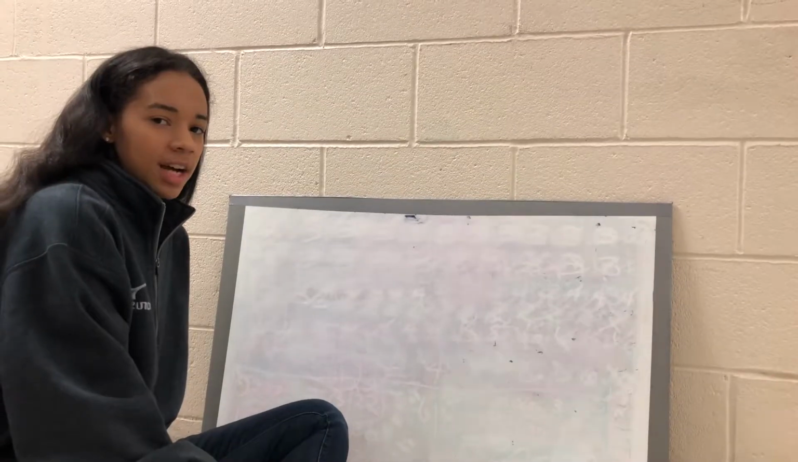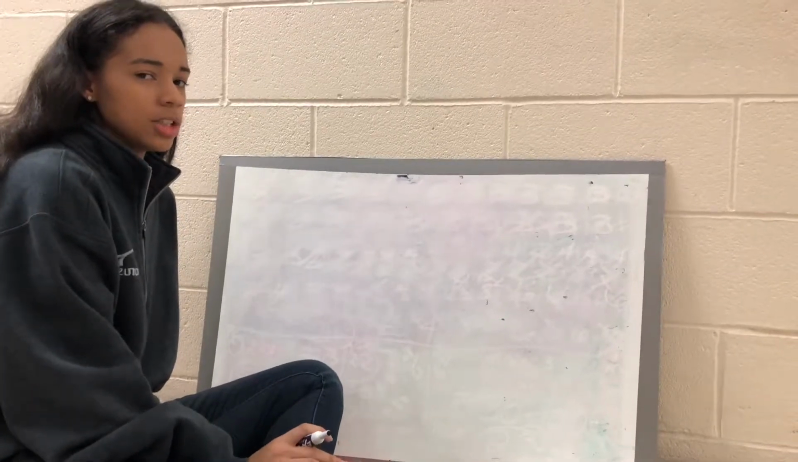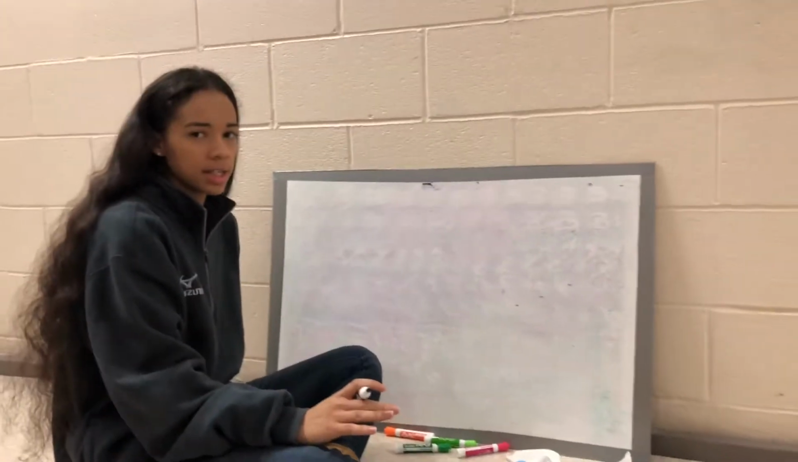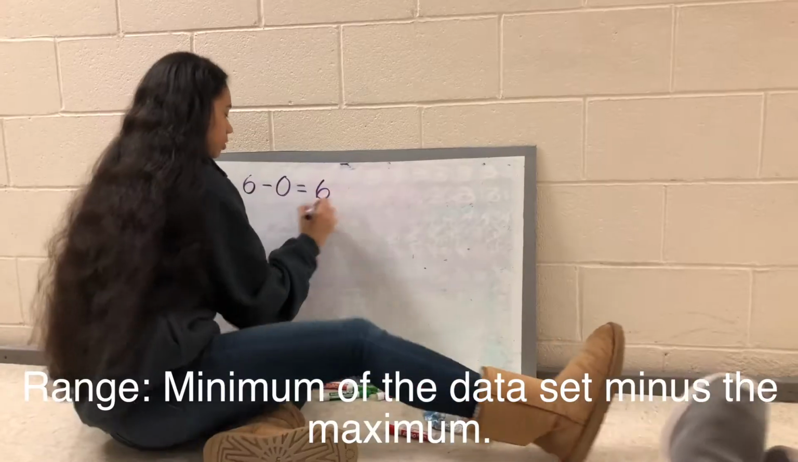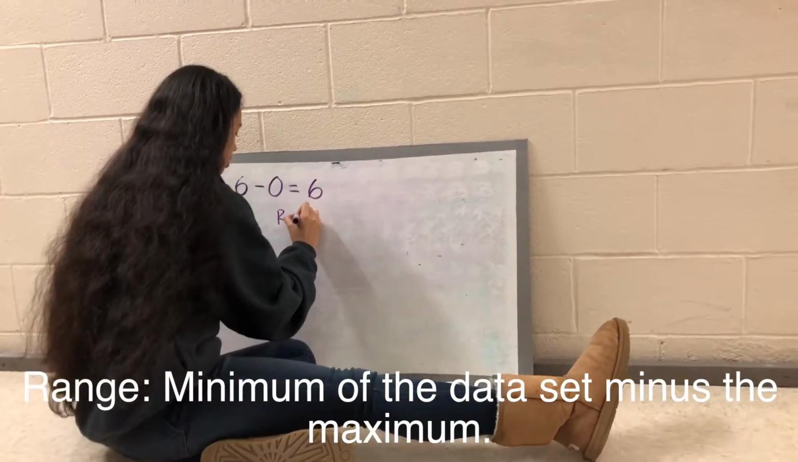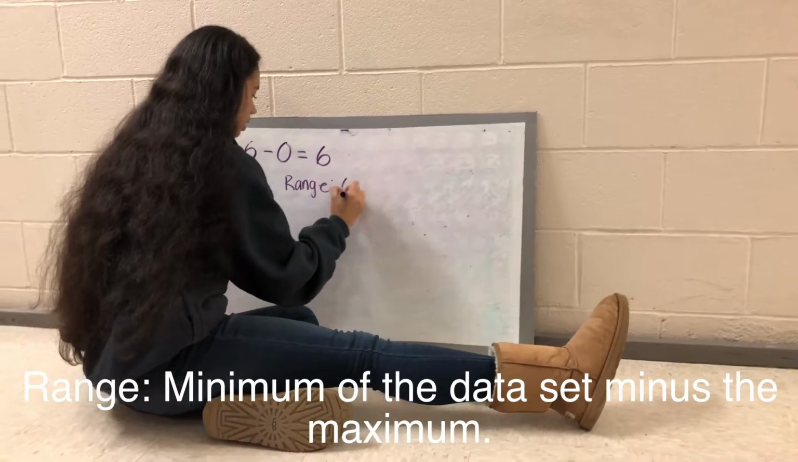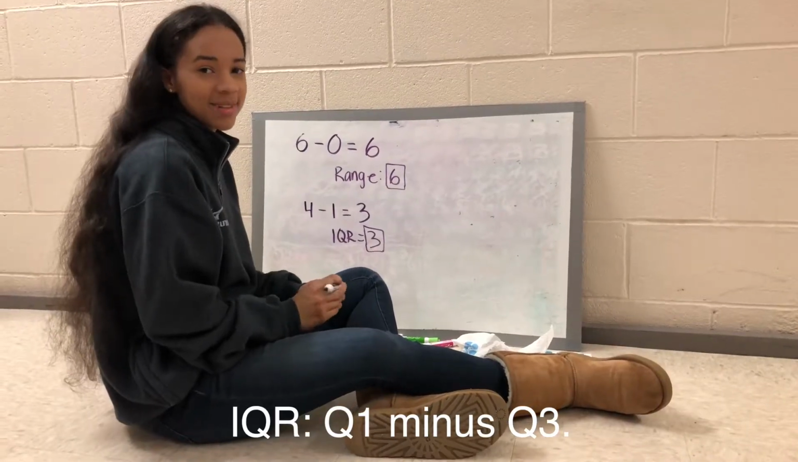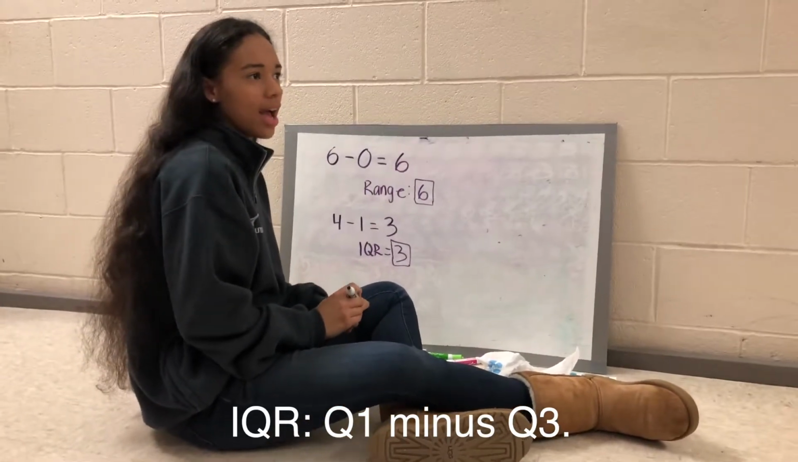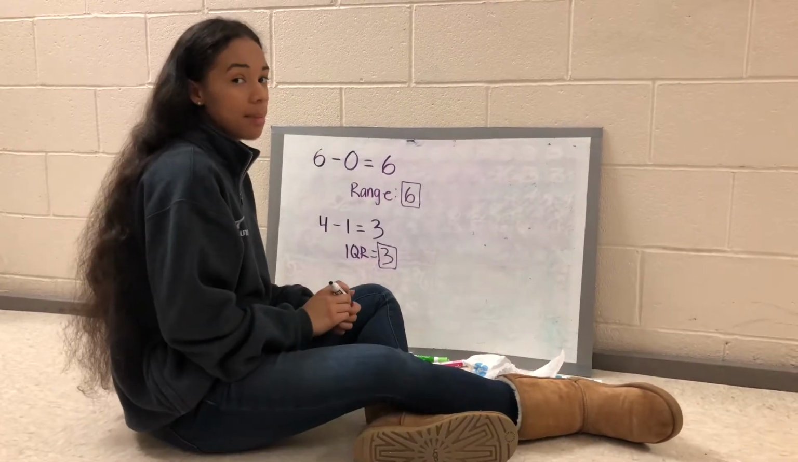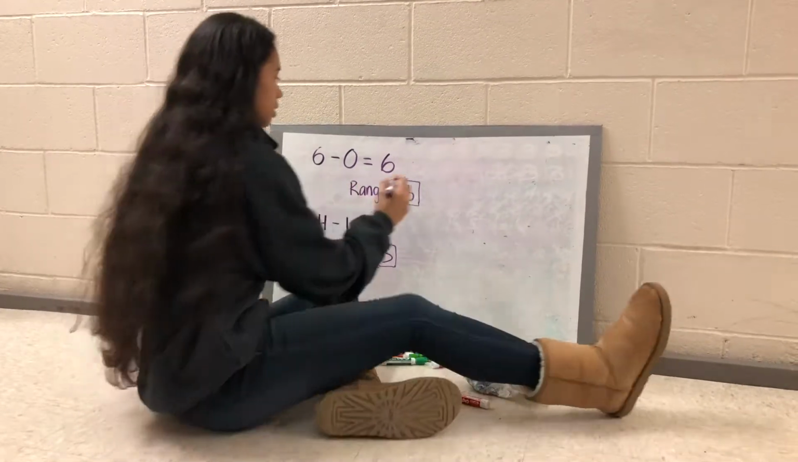So now we're going to find out the range, and by that you take the max number and the min number and you subtract them. So your range is going to be 6. So now we're going to find the mid-range, and you add the min and the max and you divide it by 2. So max is 6.